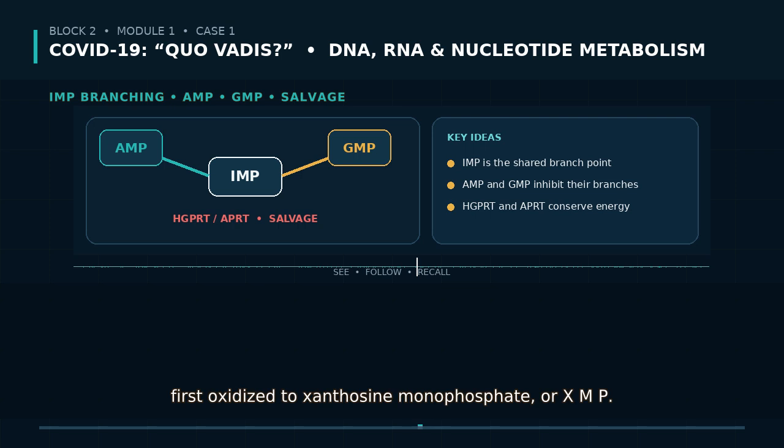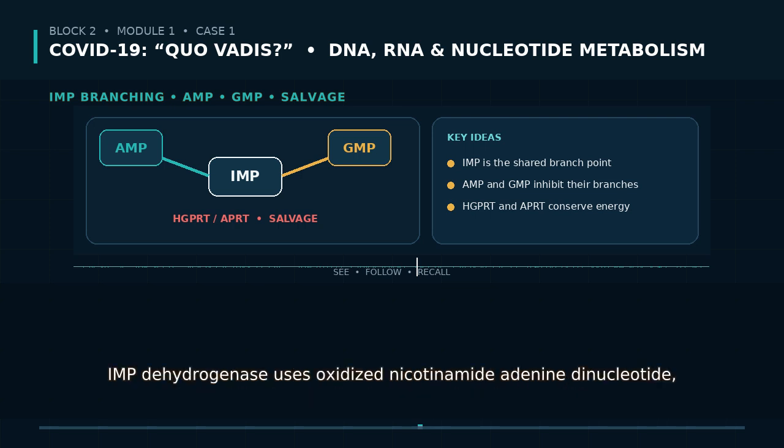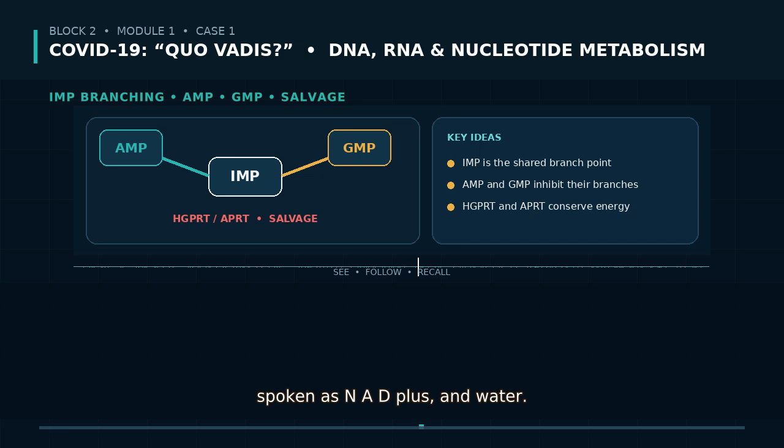The logic is simple. If a cell already has abundant AMP, it slows the pathway toward more AMP. If it has abundant GMP, it slows the GMP branch. If both are abundant, they work together to suppress the common committed step. This is more useful than memorizing an isolated list of inhibitors.